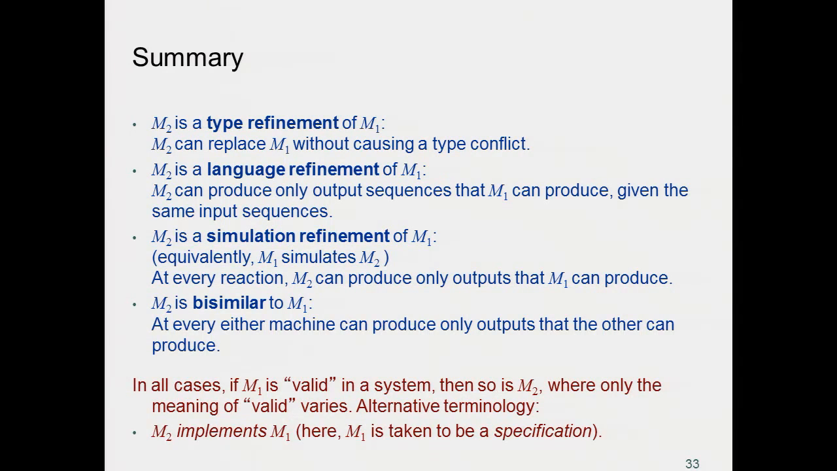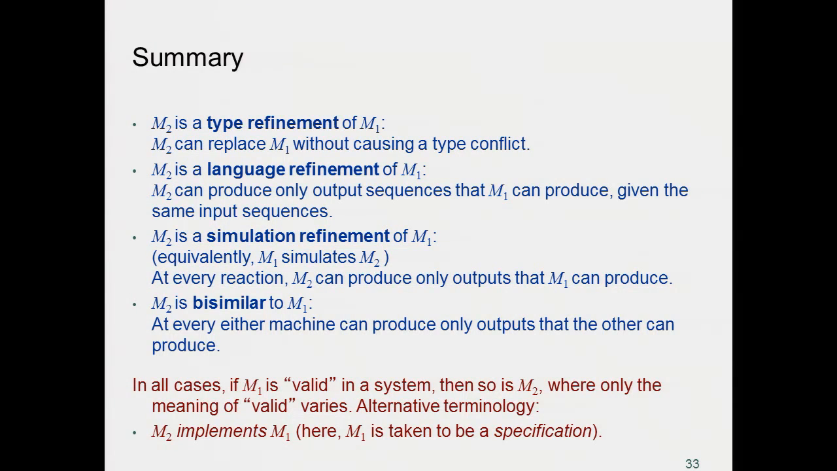Okay. M2 is a language refinement of M1 when whatever M2 can do, M1 can also do. Now, M2 is a simulation refinement of M1 if at every reaction M2 can only produce outputs that M1 can produce, but M1 could do more.